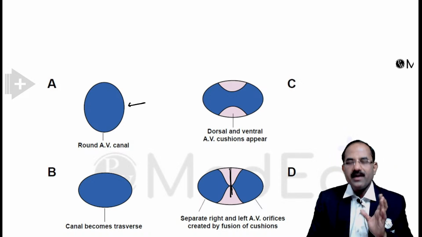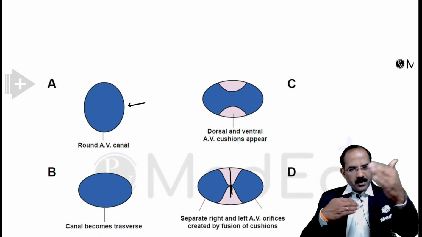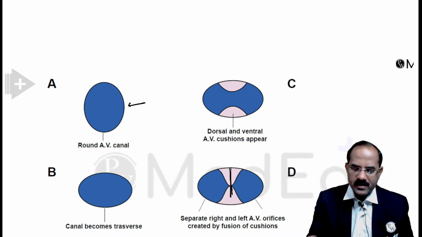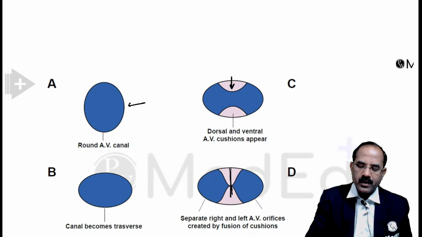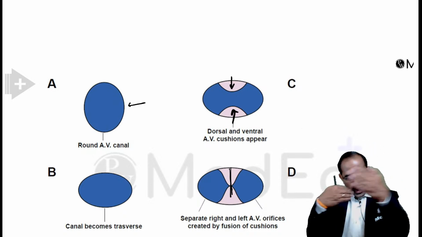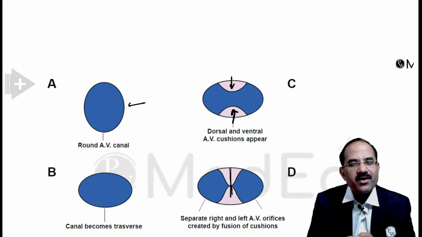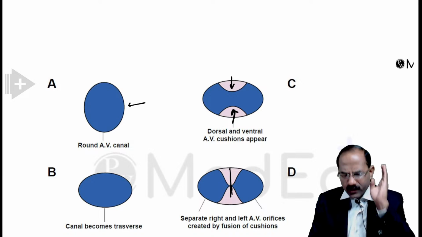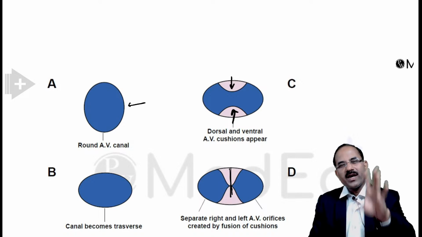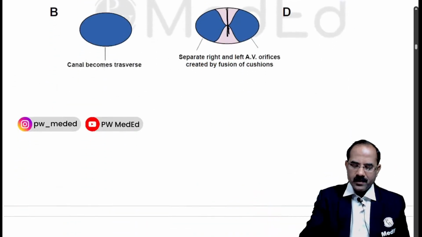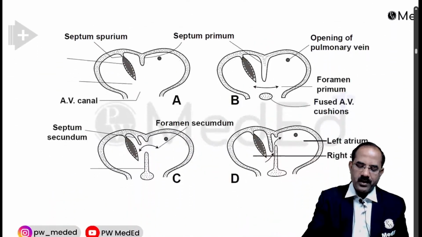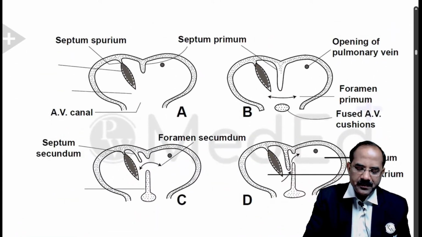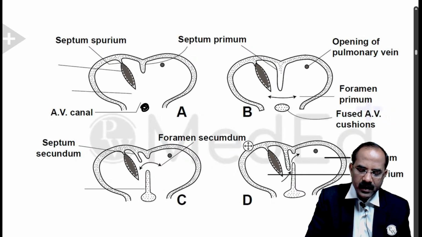AV cushion बनता है. And how is the AV cushion formed? By the proliferation of two walls. एक है ना, this wall will grow downwards and this wall will grow upwards, और ये दोनों fuse होंगे. They'll fuse, and this is what is known as the AV cushion. The first and foremost is the formation of AV cushion. ठीक है? अब now this AV cushion is formed.